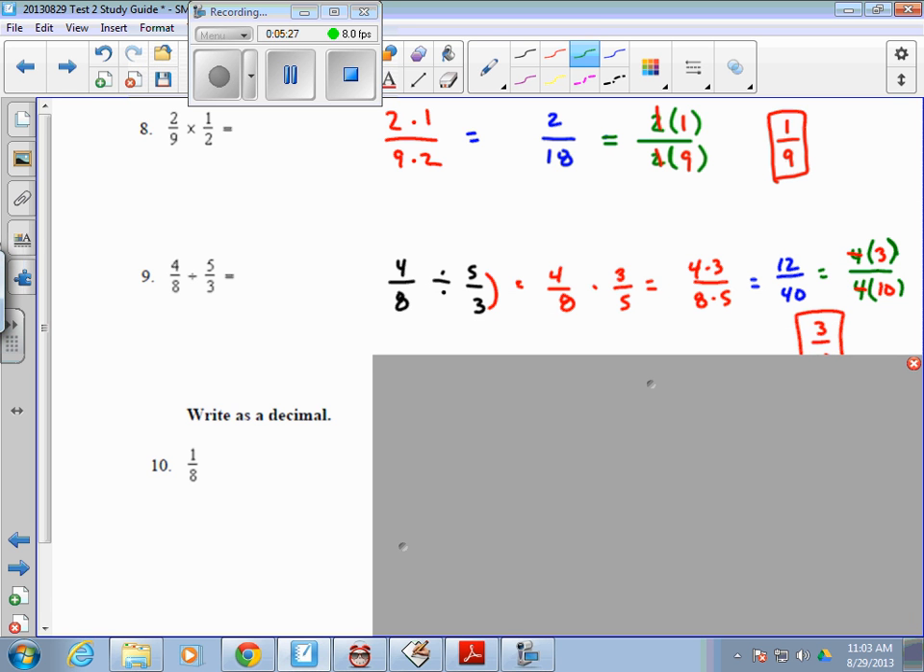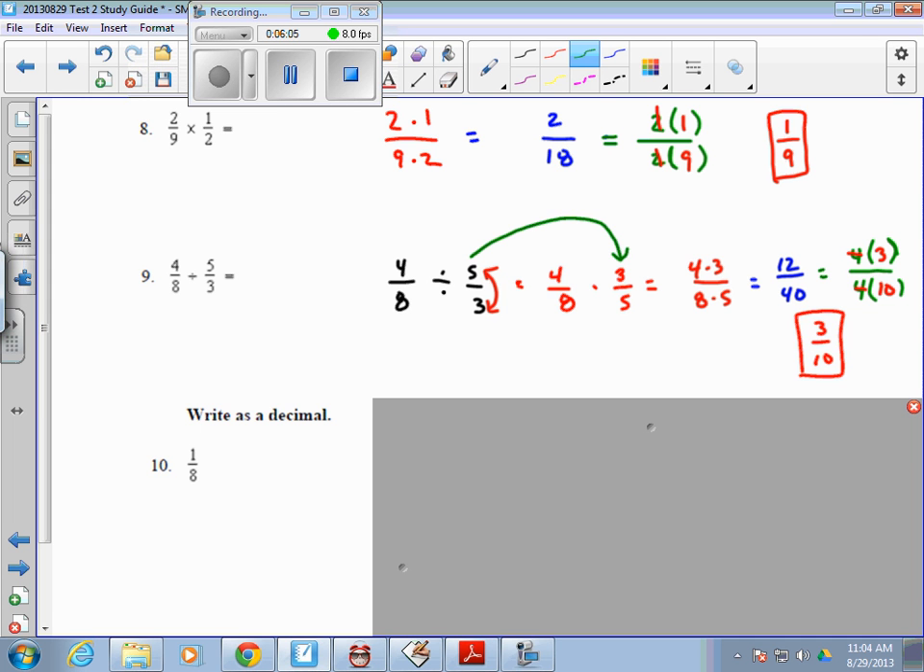4/8 divided by 5/3. Remember, when you're dividing fractions, that means to multiply by its reciprocal, and that's what we did here. From 5/3, notice it becomes 3/5. So 4/8, division becomes multiplication, and 5/3 becomes 3/5. Then do just like you did on number 8, multiply straight across. 4 times 3 is 12, 8 times 5 is 40. The number 4 goes into both numbers. 4 times 3 is 12, and 4 times 10 is 40. Cancel out 4 over 4. You're left with 3 over 10 as your simplified fraction.